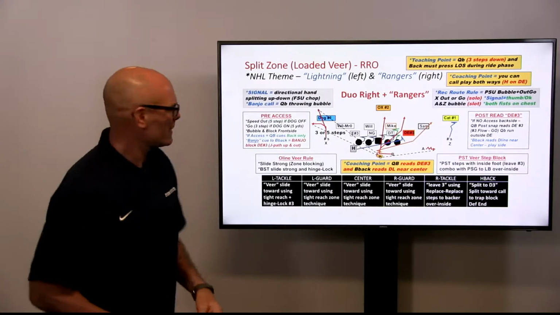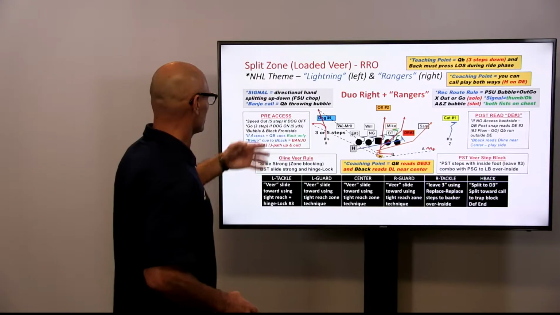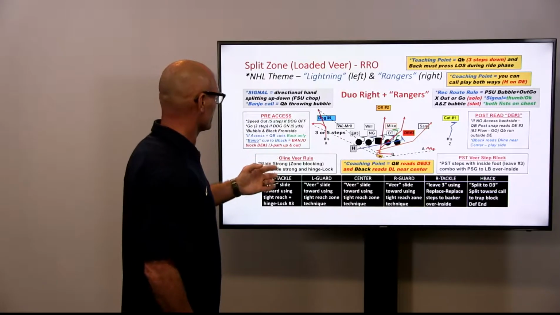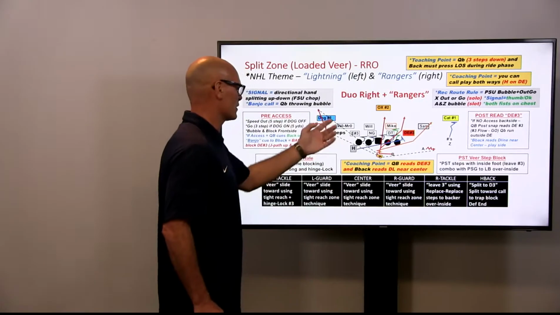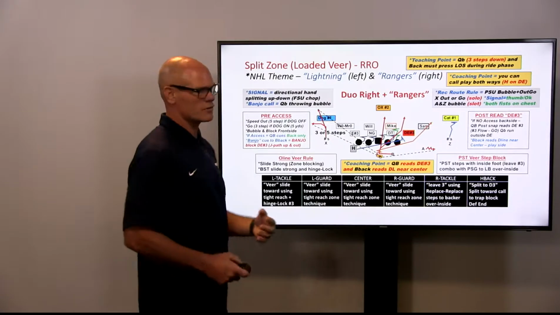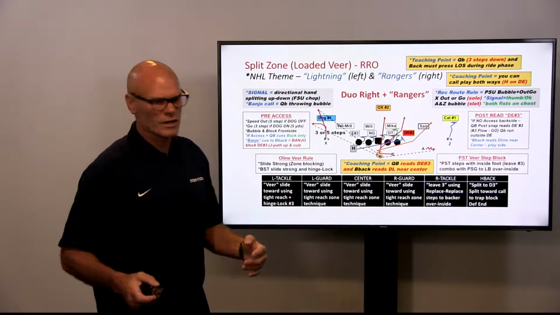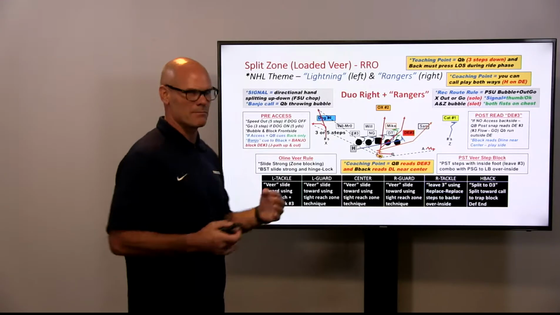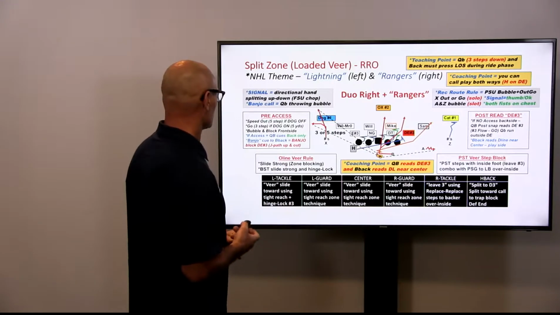So this right here then is the split zone, or since we made a little adjustment using a veer, it becomes a loaded veer. The nice thing about the split zone or the loaded veer is, unlike the traditional zone read, the defensive end is getting blocked, but we're still going to read him, so it's not a bang bang on your quarterbacks. Real simple.